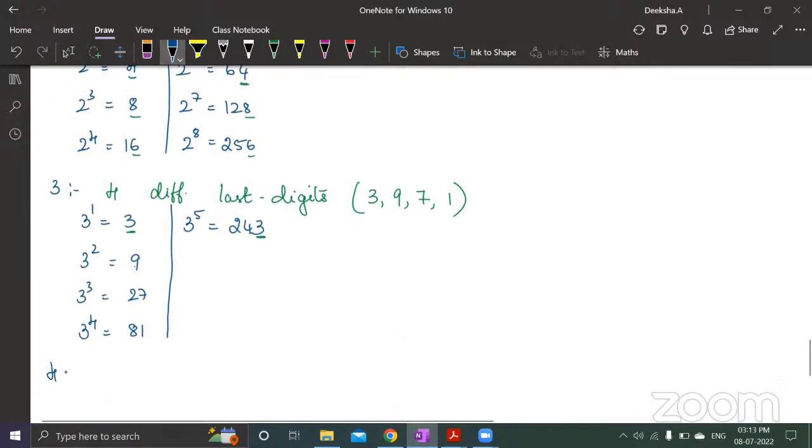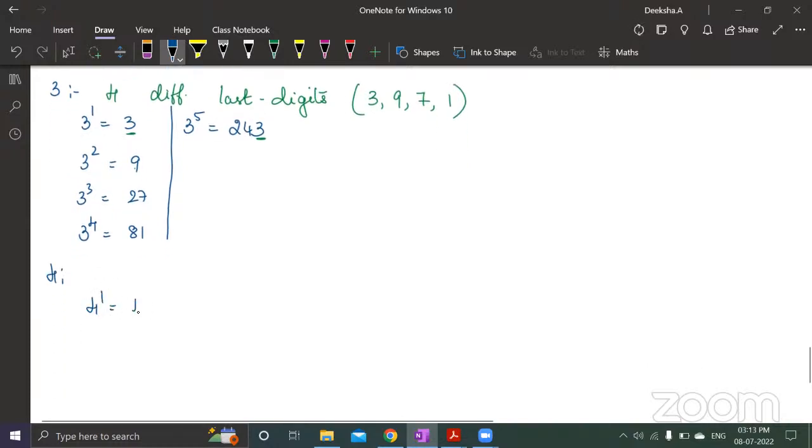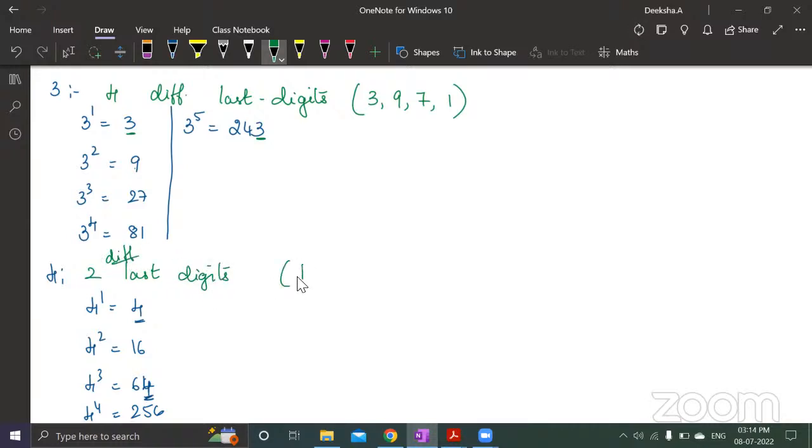Now we will not write for everything. So for number 4, 4 power 1 is 4. 4 square is 16. 4 cube is 64. See, I got a last digit which is already there, right? That's all. 4 power 4 is 256. So if you check, 4, 6, 4, 6 are repeating. So here there are only 2 different last digits, two unique last digits. What are they? Just 4 and 6. Has everybody understood this concept?